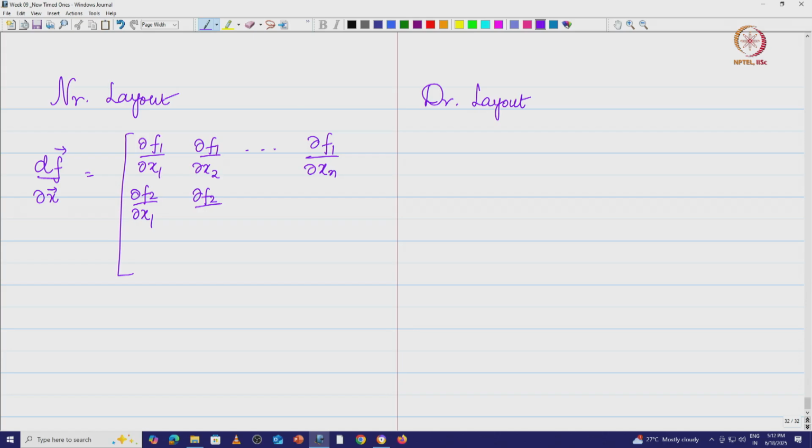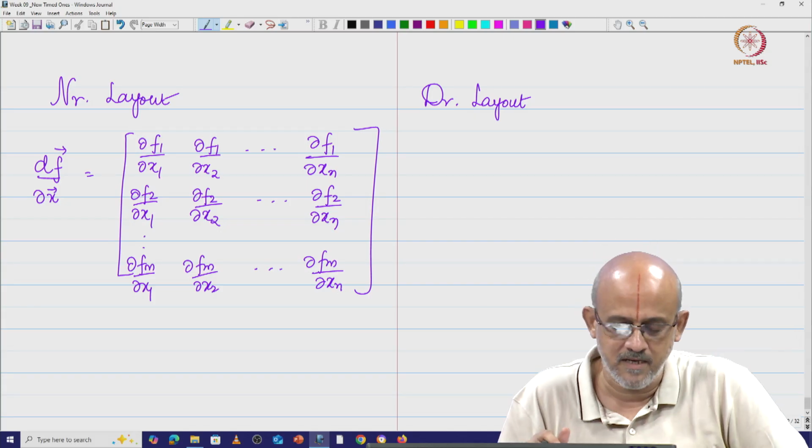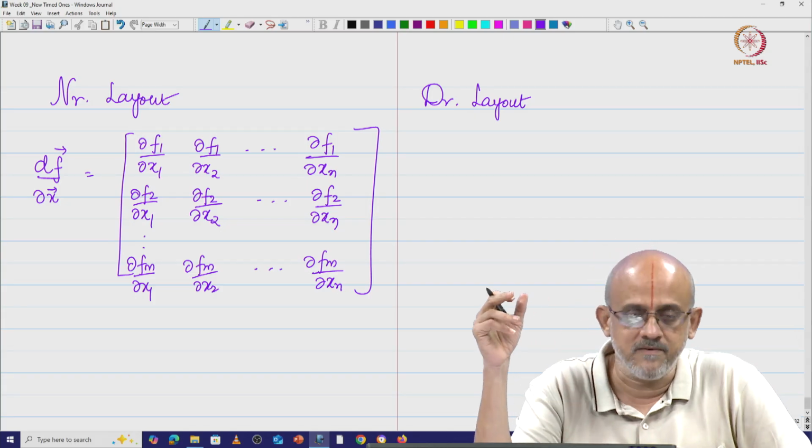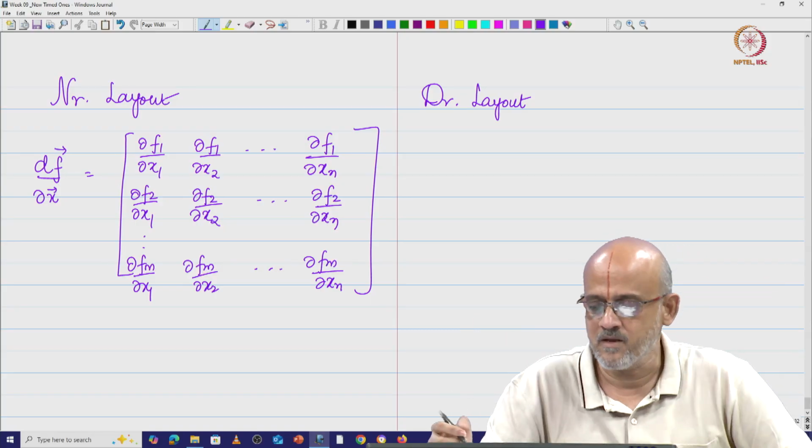Basically, the rows correspond to the gradient. So, you have this, etc., dou f2 by dou xn, then dou fm by dou x1, dou fm by dou x2, etc., dou fm by dou xn. Where will we use all these things? We will come to it in the next module, when we do matrix derivatives and so on. That will form the crux of next week's module.